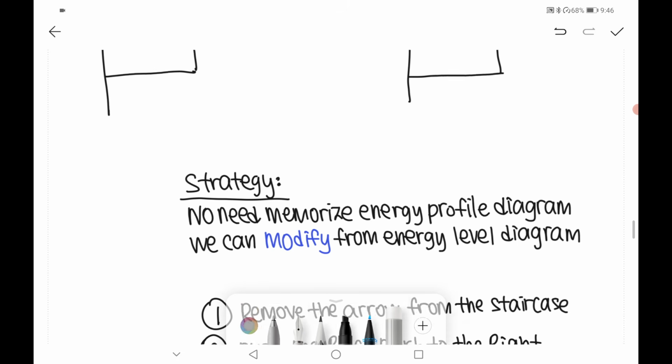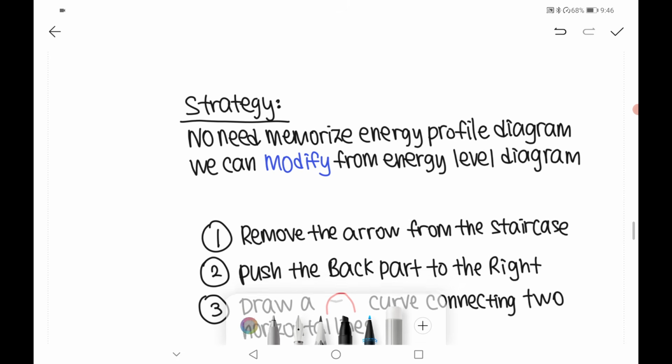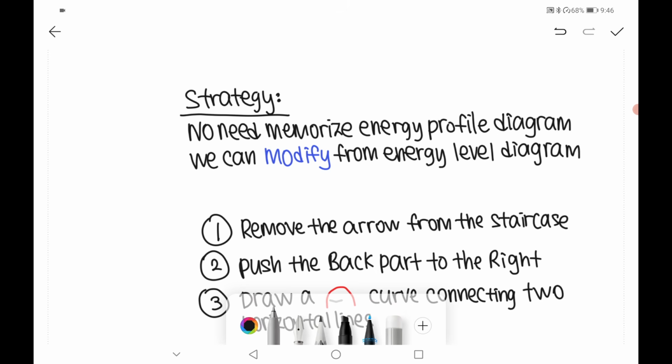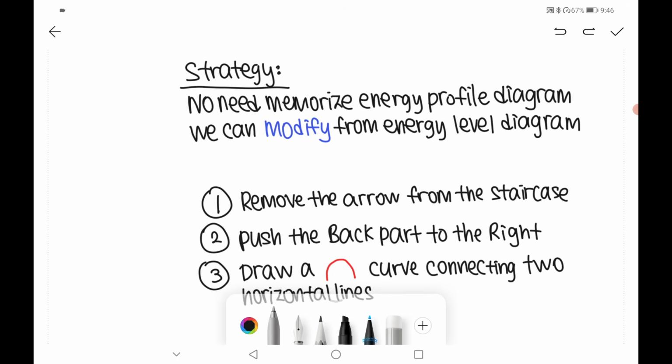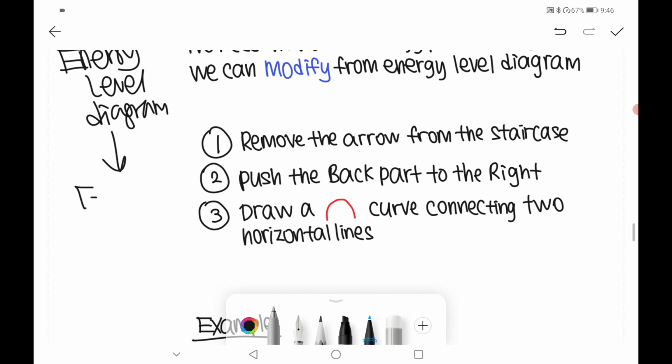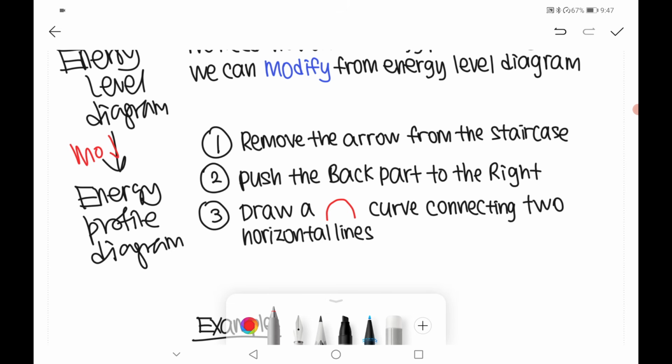All right. So now this is the strategy. I don't want you to memorize the energy profile diagram. You don't need to memorize the energy profile diagram. What you need to do is modify the energy level diagram. I'll teach you how to change the energy level diagram. You can do some modification, so you can change the energy level diagram to become an energy profile diagram. You just need to modify, you don't need to memorize.